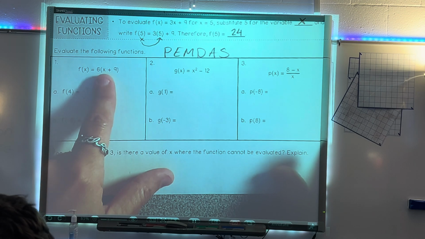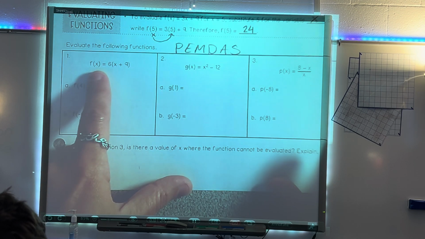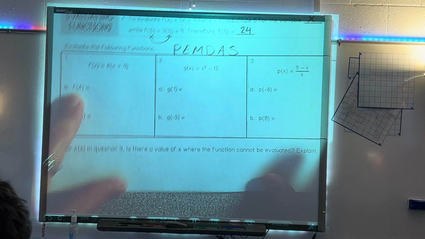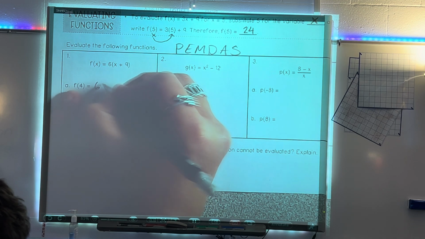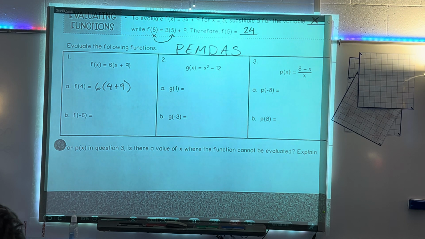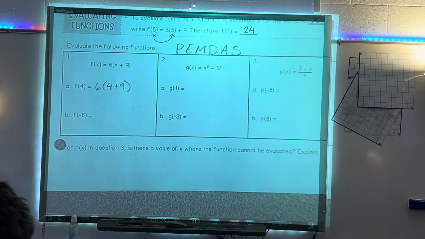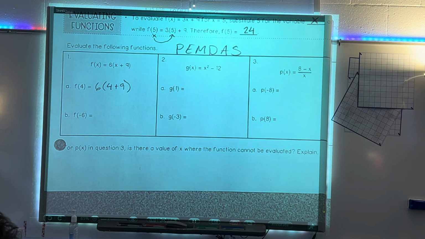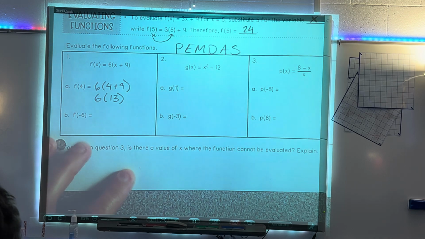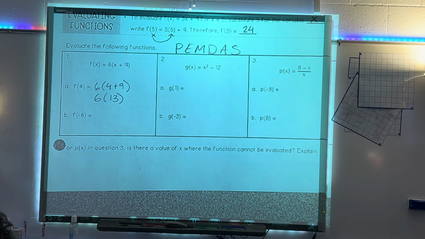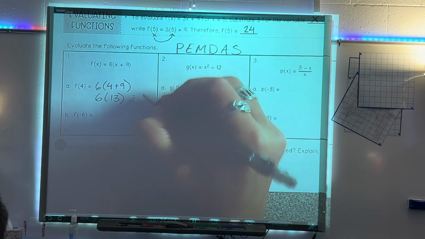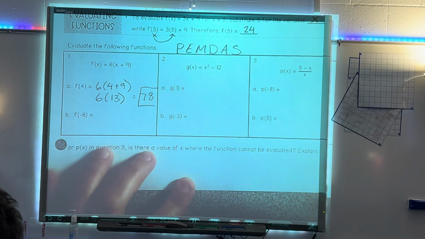All right, so here's my function, f of x is equal to 6 times x plus 9. They want me to find f of 4. So all I'm going to do is rewrite it with a 4 in there, and then use my order of operations to solve. So 4 plus 9 here is going to give us 13, and then I would do 6 times 13. Everybody got a calculator handy? 78. Okay, so we got that. That's all we're doing, is plugging it in.